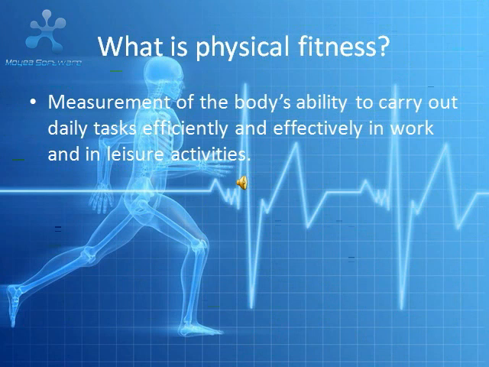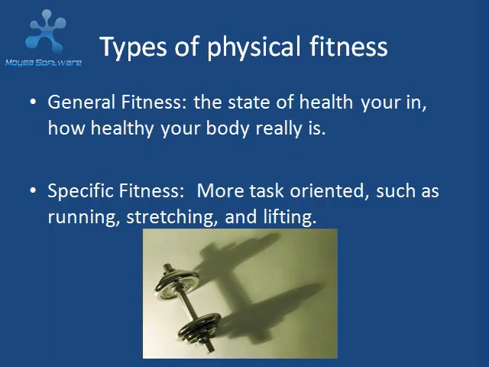A couple types of physical fitness can be categorized in two specific areas. One is general fitness, and the other is specific fitness. General fitness is a state of health you're in currently and how your body really is at this current time. Specific fitness is more task-oriented, such as running, stretching, lifting, the things that we think about when we think about exercise. That's more specific fitness.